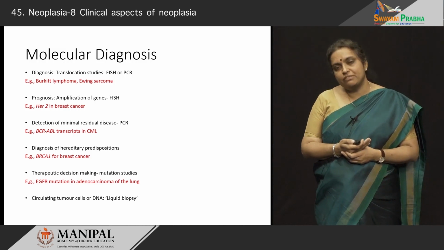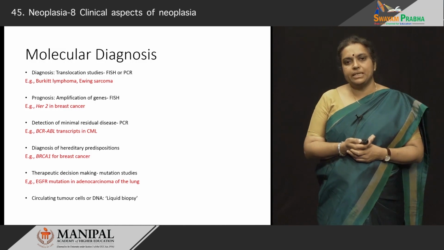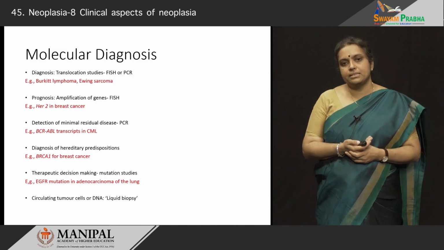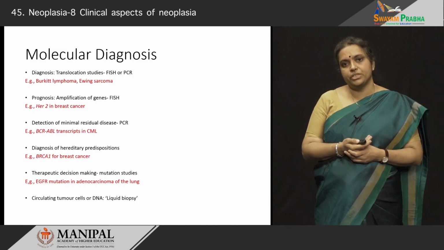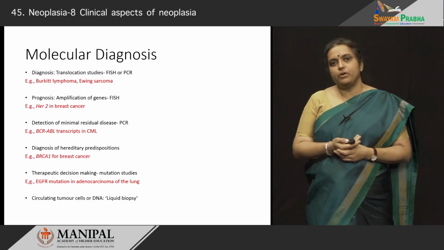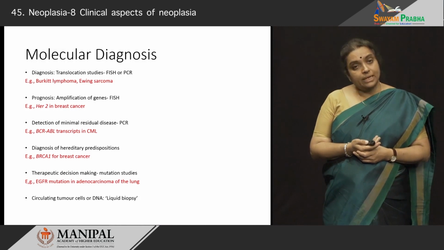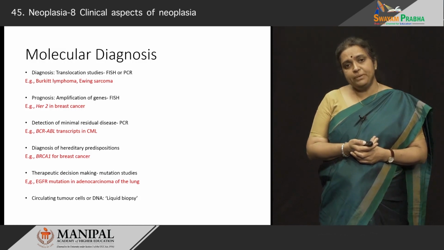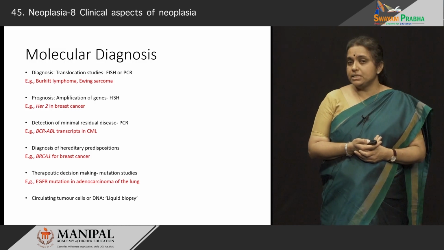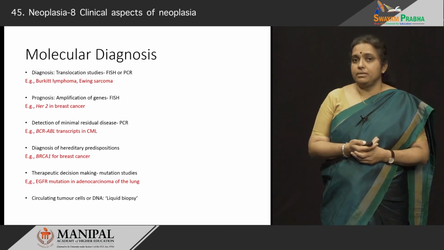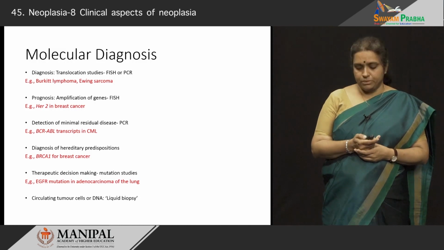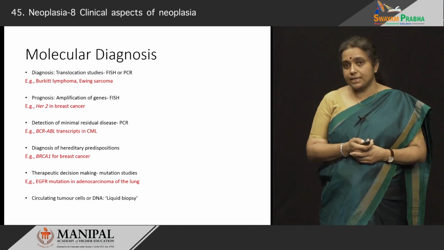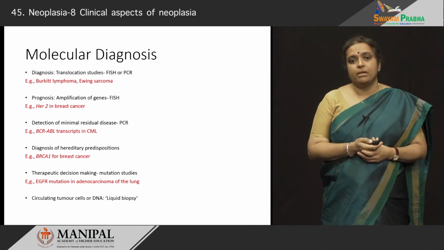So, some tumors have specific translocations such as Burkitt lymphoma, Ewing sarcoma, etc. So, you can use cytogenetic techniques such as fluorescent in situ hybridization or FISH, or you can use polymerase chain reaction to look at or identify these translocations. Sometimes amplifications of certain genes such as HER2 in breast cancer will give us an idea of prognosis, and will also help in deciding treatments, because you have drugs which act against this HER2 molecule.